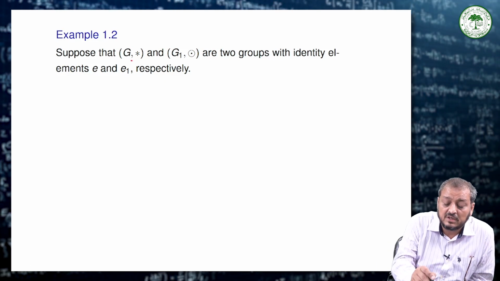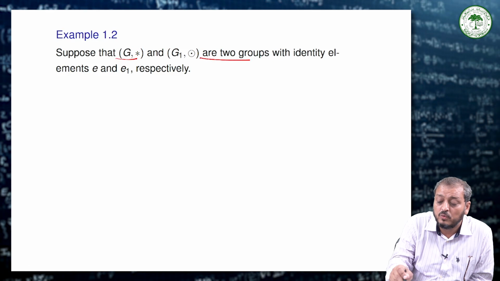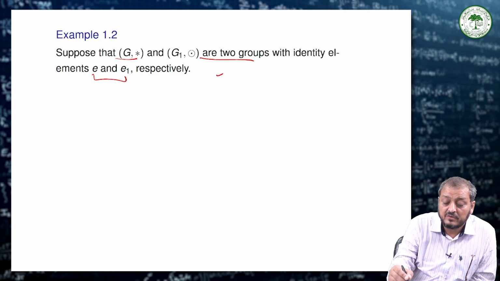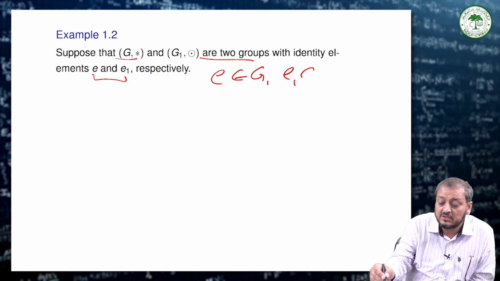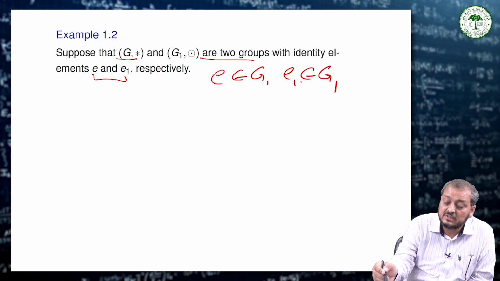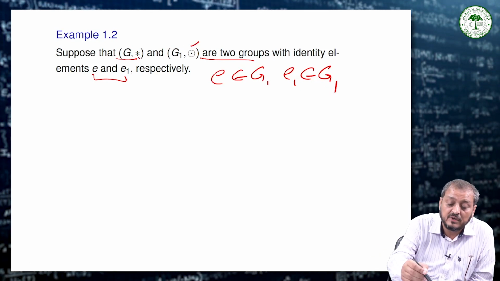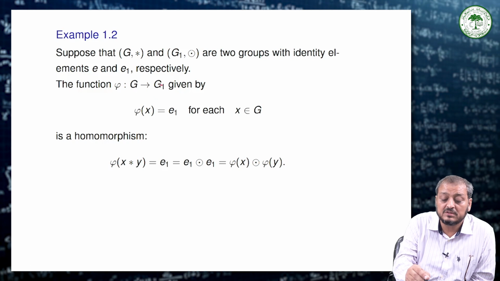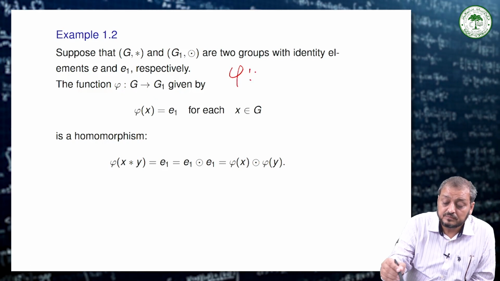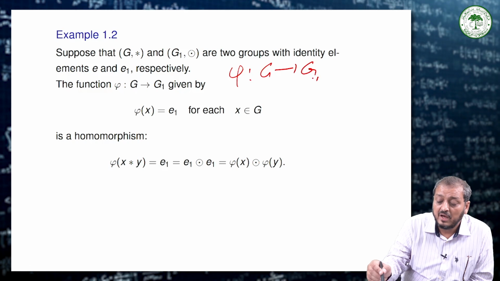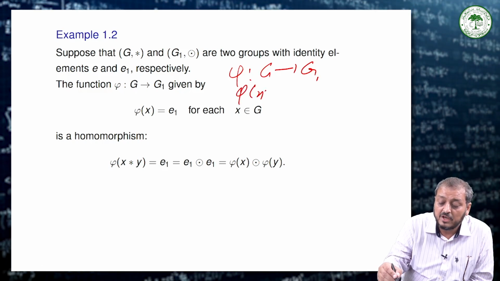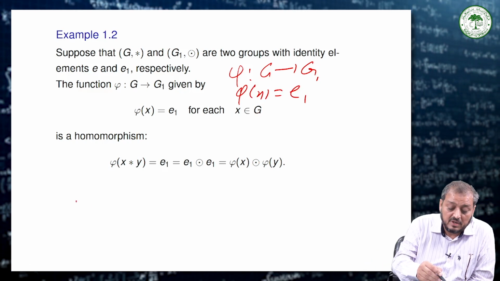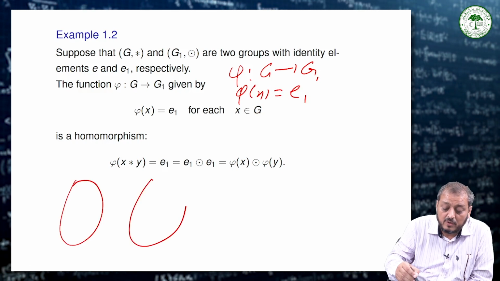Suppose G and G1 are two groups with the identity elements E and E1 respectively, meaning E is the identity element of G and E1 is the identity of G1, and each is a group under its own binary operation. Now, we define psi as a map from G to G1, and we can say psi of x maps to the identity of G1, meaning for all x an element of G. This is very important. Later on we will discuss this form.